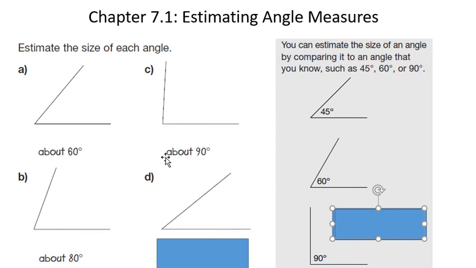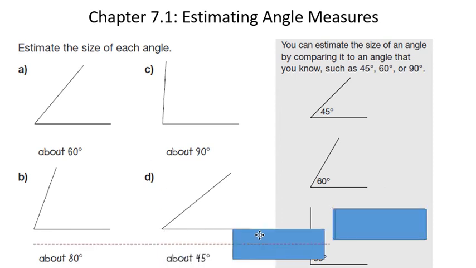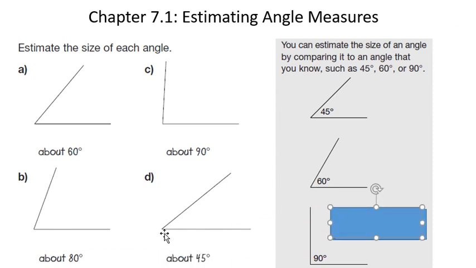And lastly here, we can see that if we imagine there is a 90 here, this angle right here is about right in the middle. It's approximately right in the middle. So if it's right in the middle, it makes it about 45 degrees.